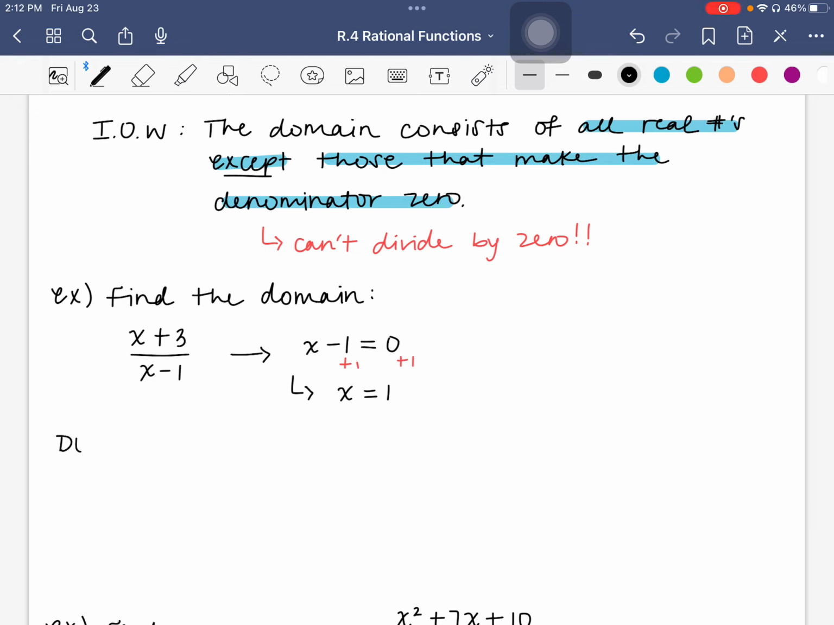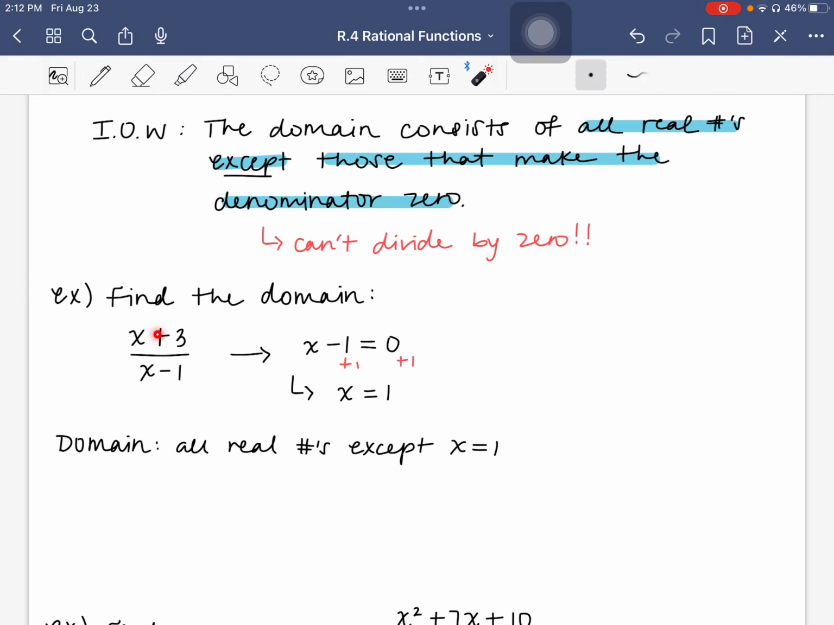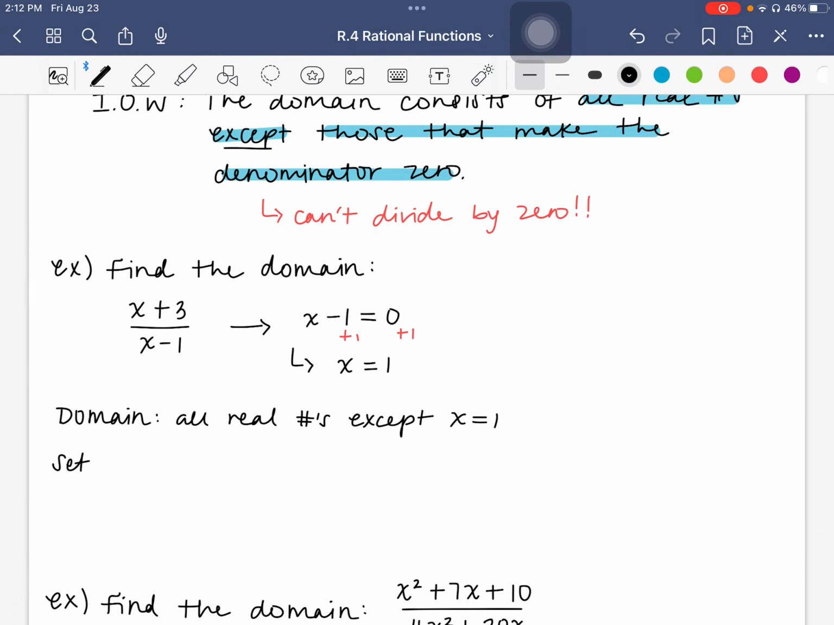So this will tell us that our domain is going to be the set of all real numbers except x is equal to 1. Because if we were to plug x is equal to 1 into our rational expression here, we would get 0 in the denominator. And then we can write this in set builder notation. So we have our bracket here, and we'll say x such that x is not equal to 1. So in set builder notation, this just means all real numbers except 1.